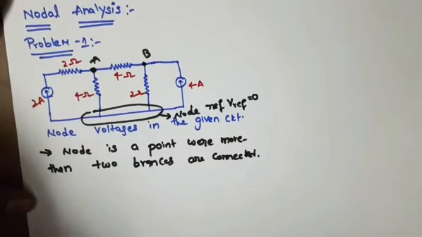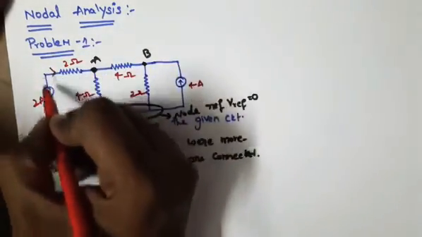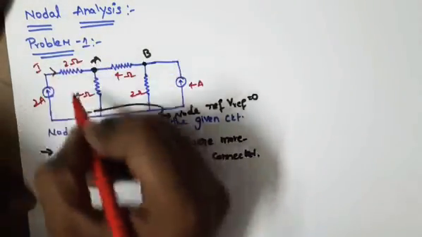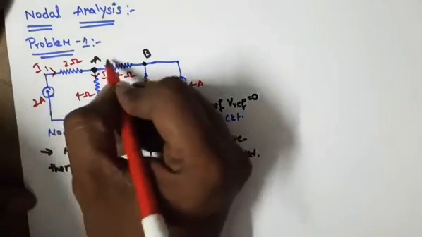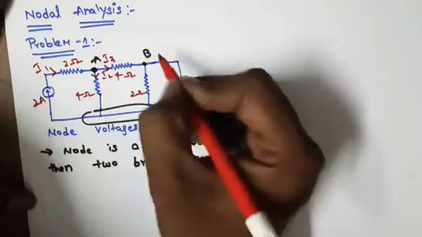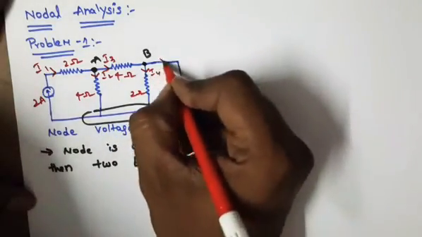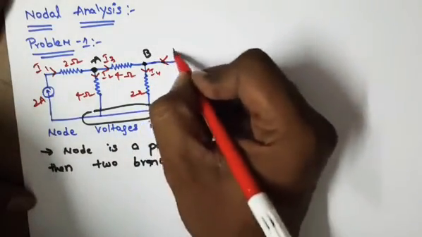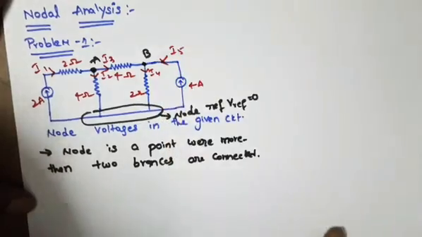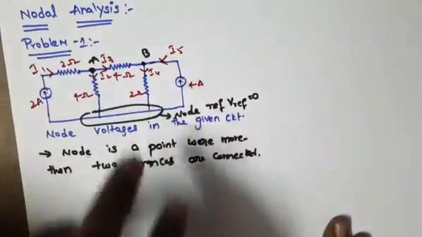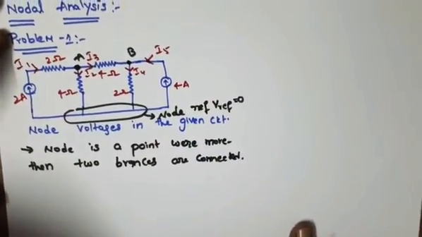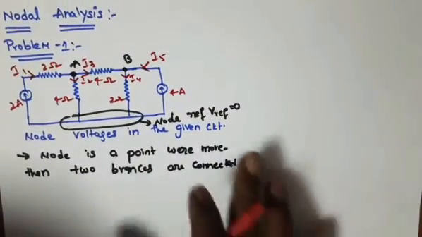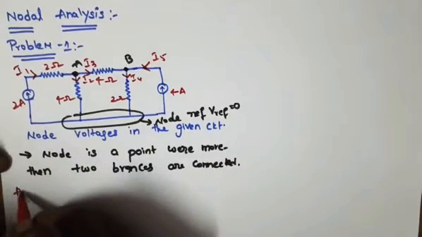So now we are going to give the current directions. See here, as shown in this figure, the currents are in this direction: I1, I2, I3, I4, I5. So these are the currents in these directions. We can give the individual current directions in this circuit diagram.